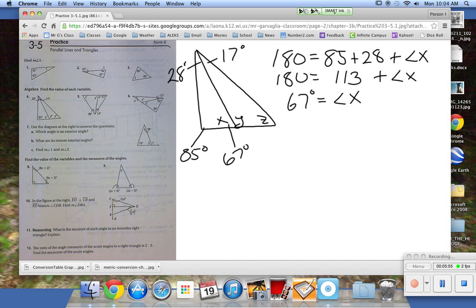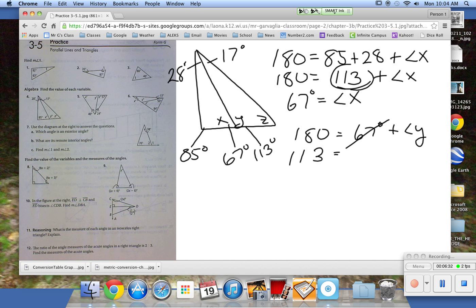Why do I want to do that? You know you got that angle. What do you think Y is going to equal? What's the degrees of a straight line? 180. So we would go 180 equals 67 degrees plus angle Y, right? Right? We could subtract this out, and we find out that it's equal to what? 113. That's 113 degrees. All right?